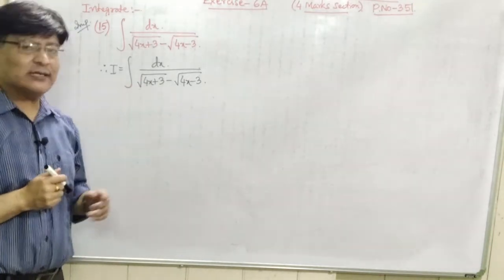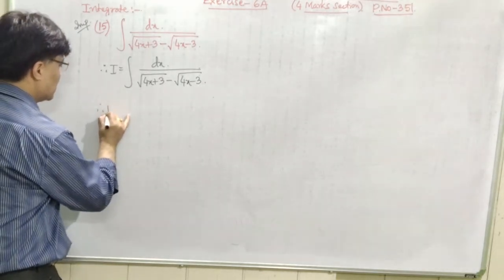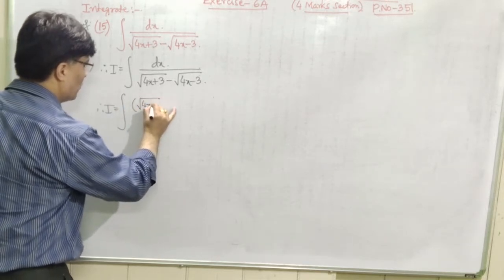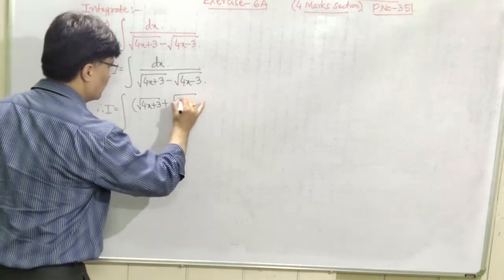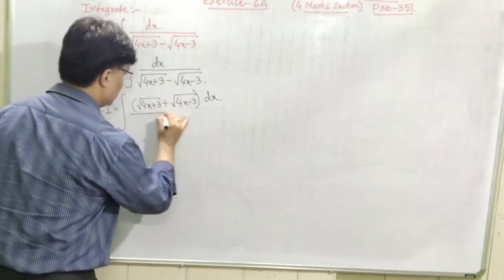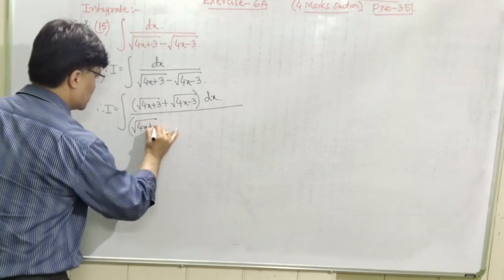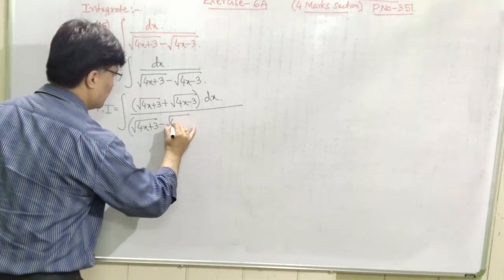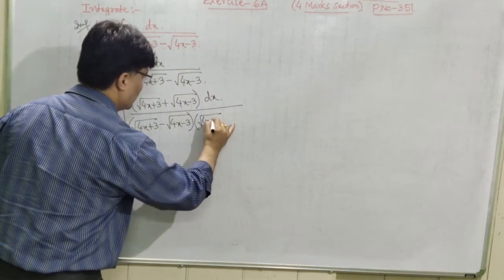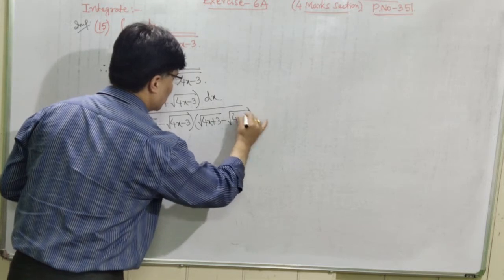So let us rationalize the denominator. Let us remove the square root from the denominator. You know how to rationalize it. Integration of this is root over 4x plus 3 plus root over 4x minus 3 dx, whole divided by root over 4x plus 3 minus root over 4x minus 3. So this is root over 4x plus 3 minus root over 4x minus 3.